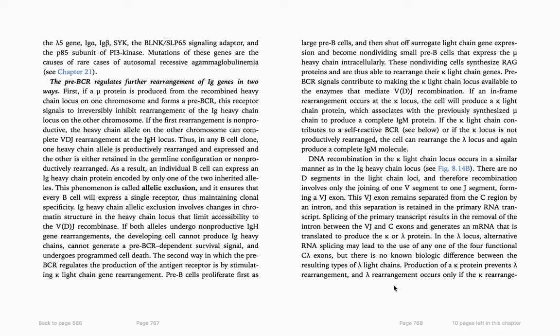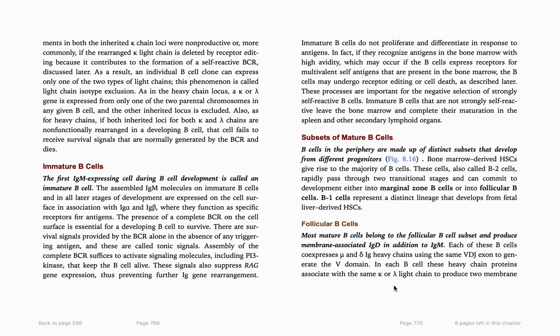Production of kappa protein prevents lambda rearrangement. Lambda rearrangement occurs only if the kappa rearrangement in both the inherited kappa chain loci were non-productive, or more commonly if the rearranged kappa light chain is deleted by receptor editing because it contributes to the formation of a self-reactive B cell receptor, discussed later. As a result, an individual B cell clone can express only one of the two types of light chain. This phenomenon is called light chain isotype exclusion.